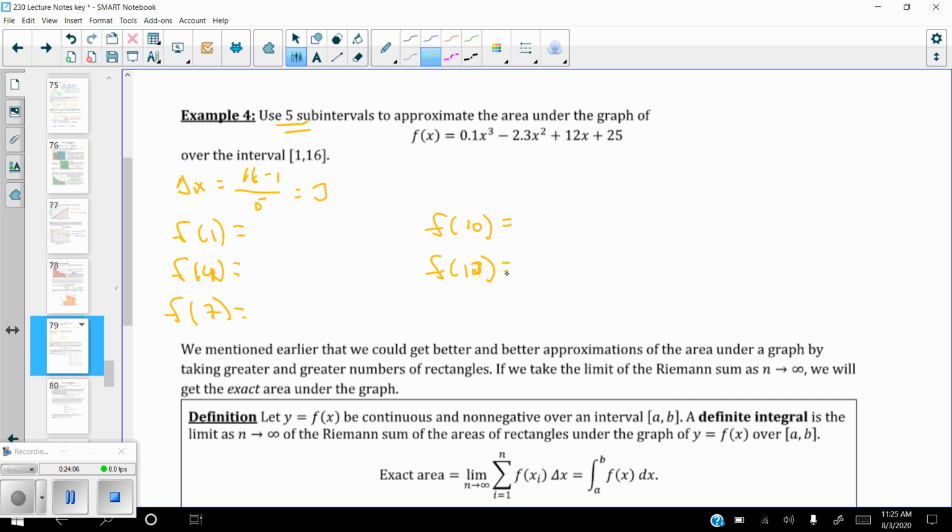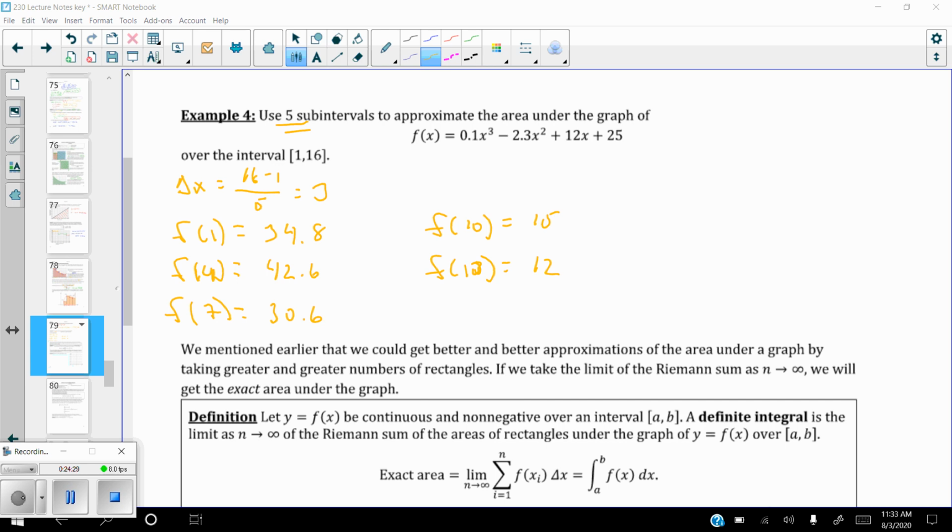I'm actually going to pause the video here so I can plug all this stuff into a calculator. I'm not wasting your time. All right, so as you can see, all the values are now filled in. f of 1 is 34.8, f of 4 is 42.6, f of 7 is 30.6, f of 10 is 15, and f of 13 is 12, assuming that I plugged all that stuff in correctly.